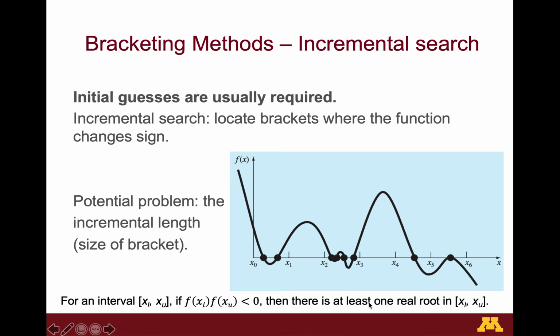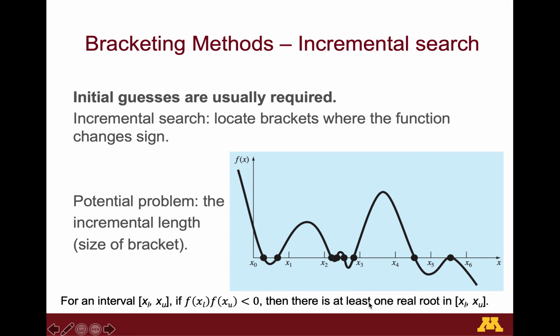For bracketing methods, there is an initial guess. Initial guess may naturally arise from the physical context you are analyzing. However, in other cases, good initial guesses may not be obvious. In such cases, automated approaches to obtain guesses would be useful. Now we start with an approach, the incremental search.